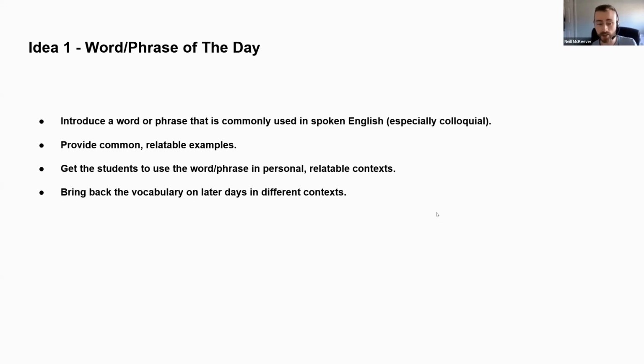Okay, so here's my first idea. This is the word of the day or the phrase of the day. I think this is something that you should do every day if you do see the students every day. I know everyone teaches differently, but I'll explain here. I see the same students every morning or every afternoon, and Monday I'll introduce a word or a phrase of the day.